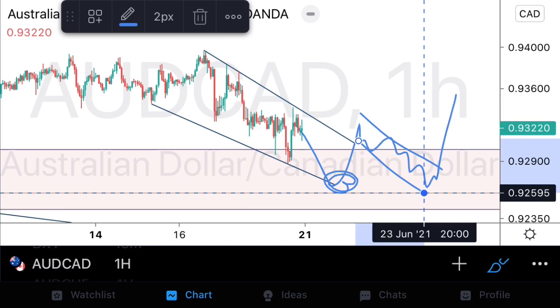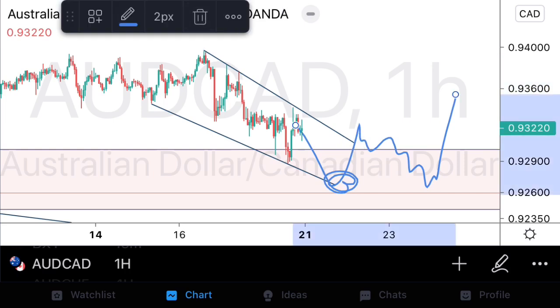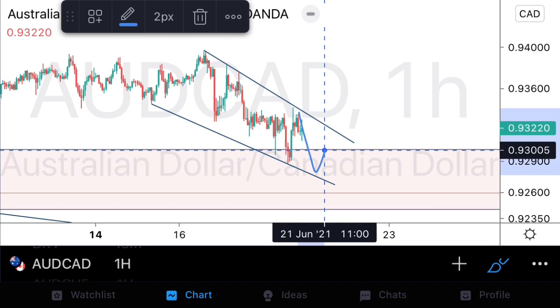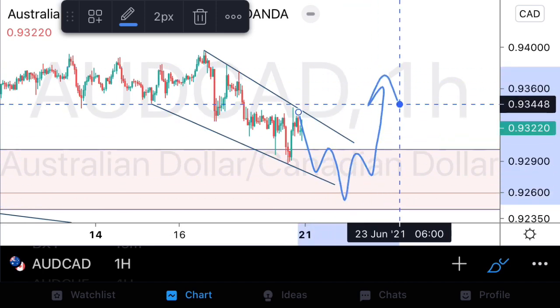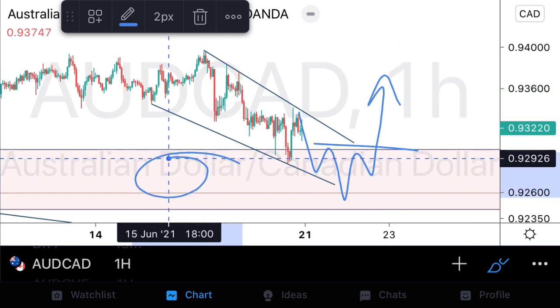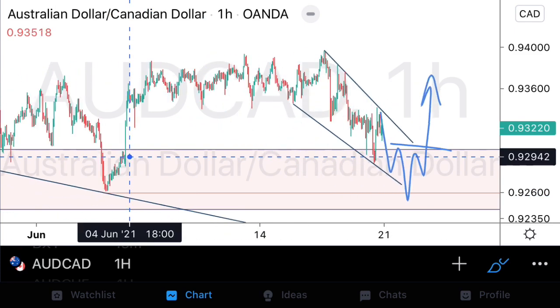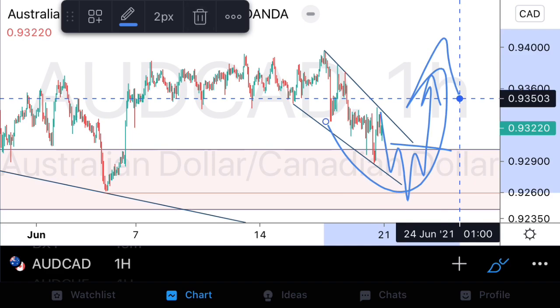Whether this reason comes in the form of a continuation structure like we just discussed, or our entry comes in the form of a beautiful reversal structure. Nonetheless, we will be looking for structures that align with the bias that we've set from our higher time frame structures. Now that's our outlook for Aussie CAD, guys. Over the course of next week, we're going to be looking for those bullish bias setups.